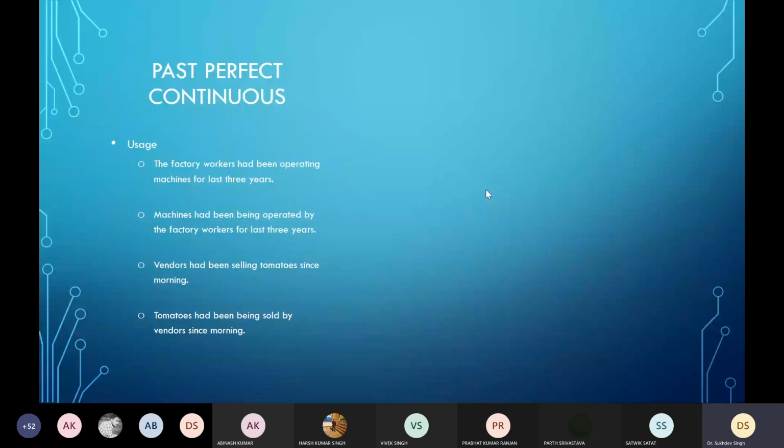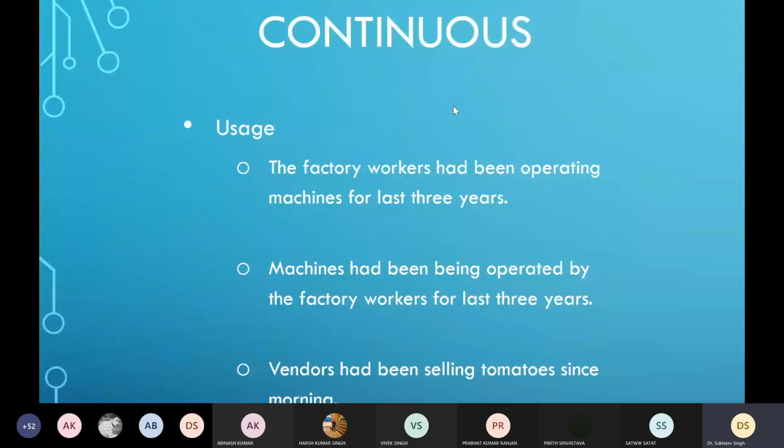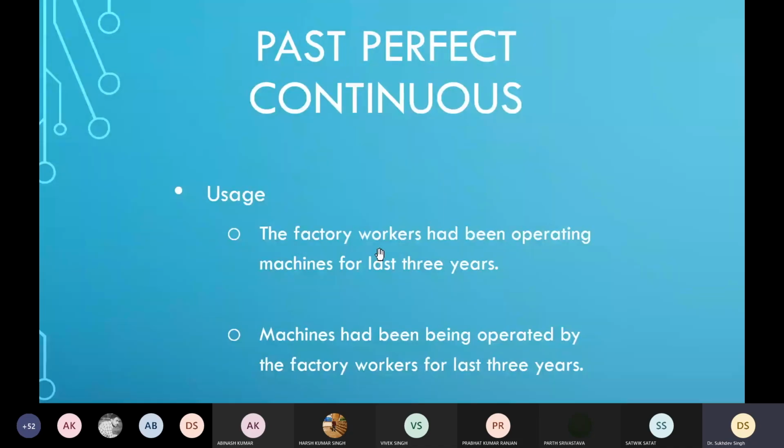Now we come to past perfect continuous. Again, the usage of perfect continuous tense in all the formats, whether it is present, past, or future, is very rare, but we attempt the rare thing also. Let us see the usage first of the past perfect continuous tense. The factory workers had been operating machines for last 3 years.